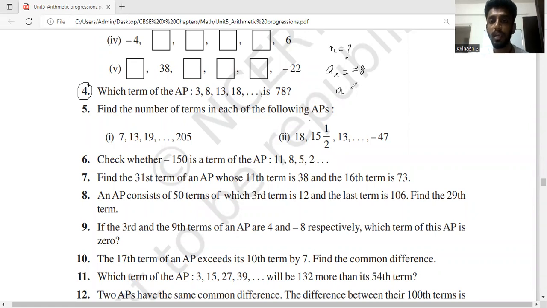And from the given AP, we can read off the value of a, which is the first term. And the common difference is nothing but second term minus first term. Or for that matter, any two consecutive terms we can take to get the common difference as 5.